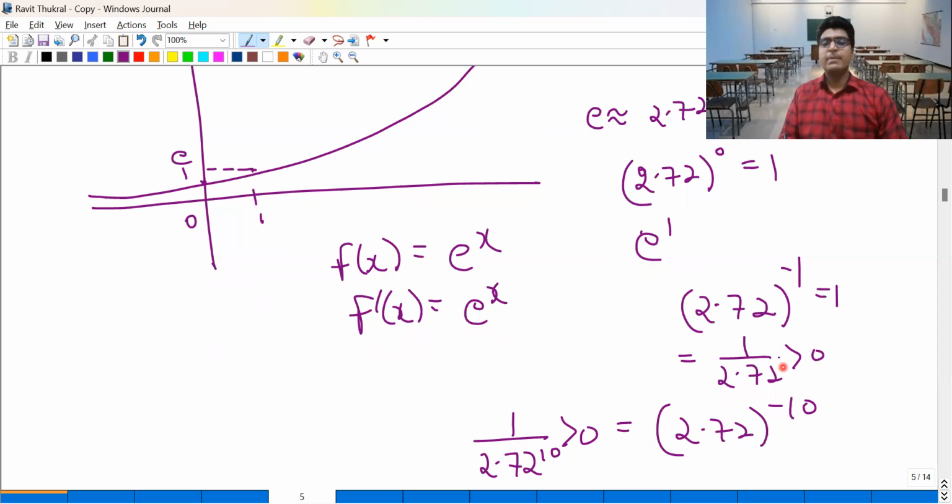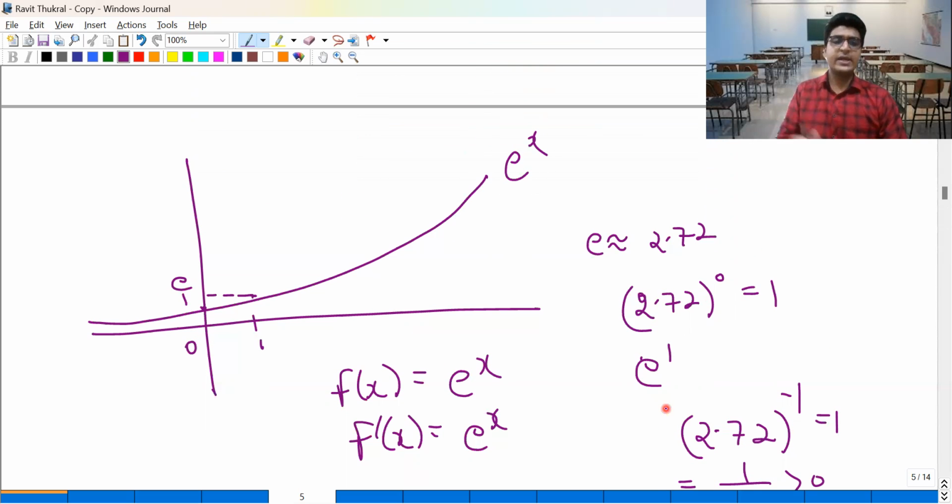So whether its power is 0 or 2 or -1 or -10, everywhere it has to be positive. So that's why e to the power x is always above the x-axis. It is always above 0. Okay, so e to the power x is always positive. f dash x is the same as f(x), and it is always positive. We just saw that, so that means it is a strictly increasing function.